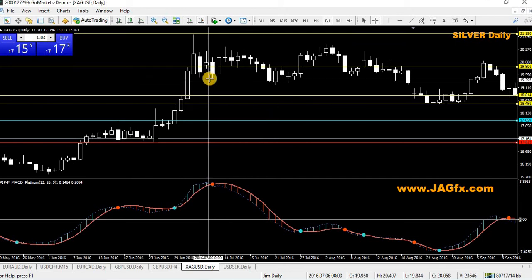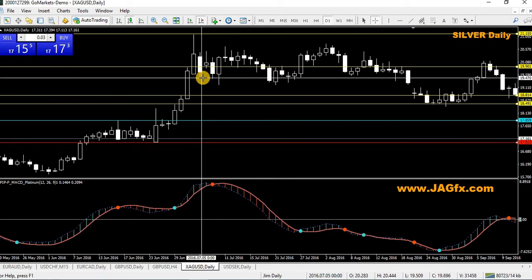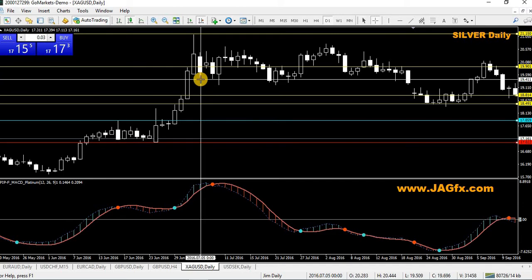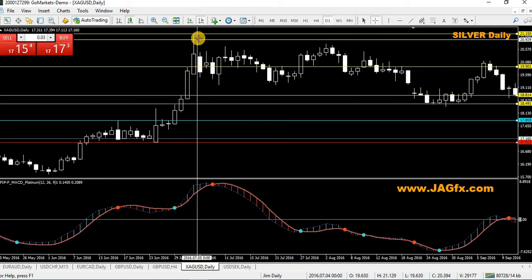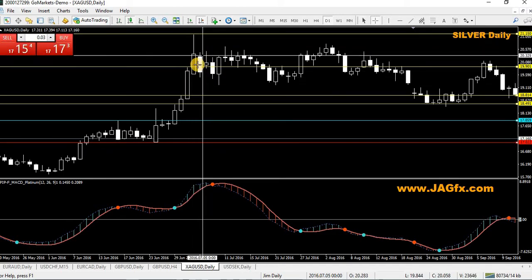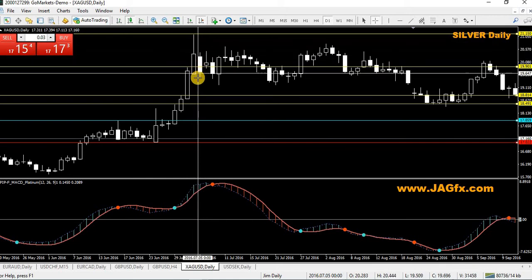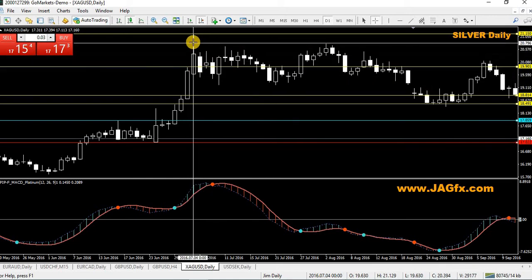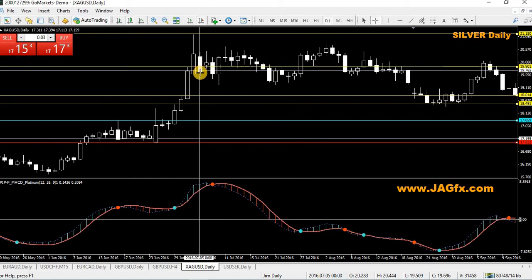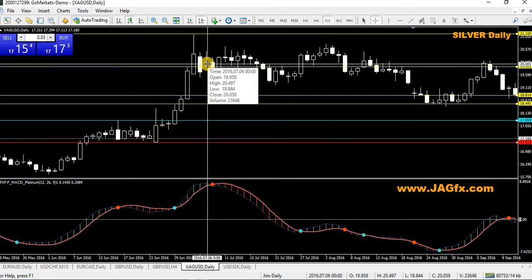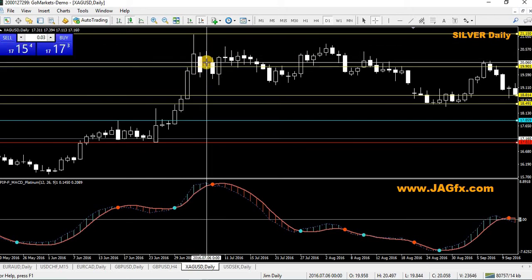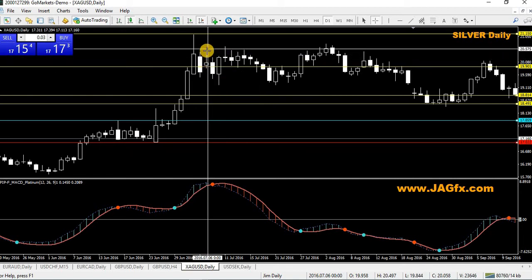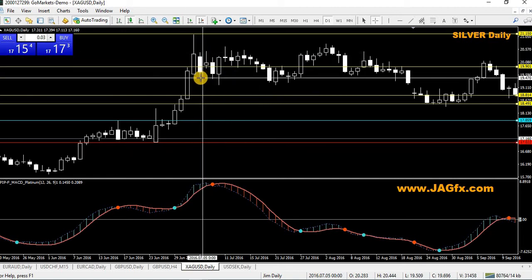Now you could make an argument for a SAR level around here. See, price has gone up, come down and gone up. That's what I'd call a fractal. We've got big bullish candles, then we've got that bearish candle. Now, it's not a bullish candle per se, but it's got a higher high. You could move your SAR up to below that candle there, that wouldn't be a problem.